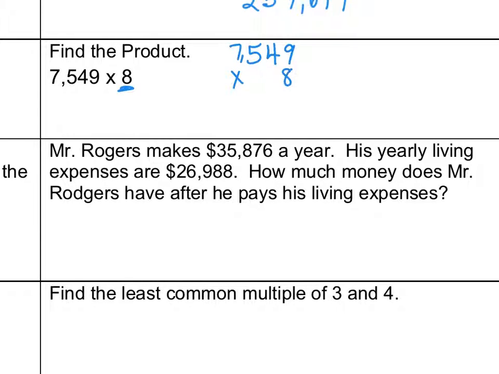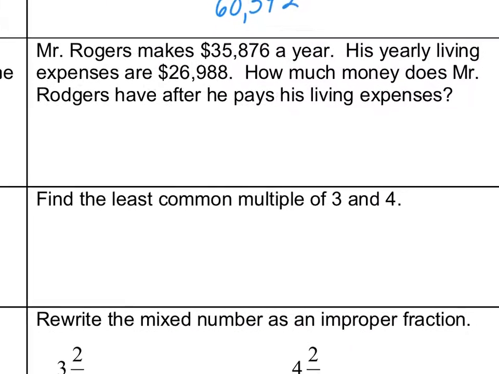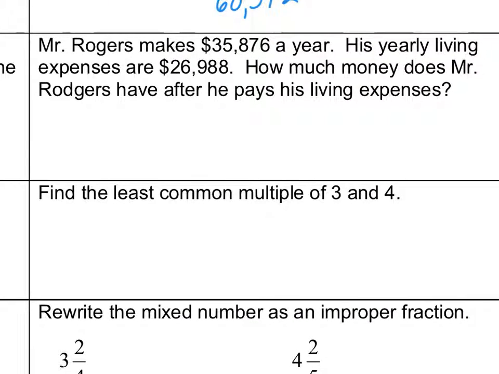Find the product. This is a nice one-step problem. 7,549 times 8. 8 times 9 equals 72. 8 times 4 is 32, plus 7 is 39. 8 times 5 is 40, plus 3 is 43. And 8 times 7 is 56, plus 4 is 60. 60,392.